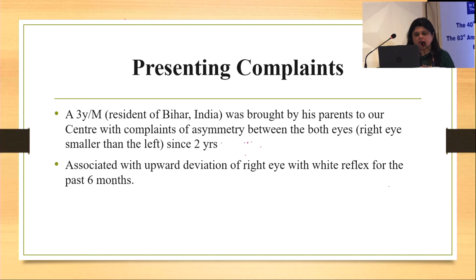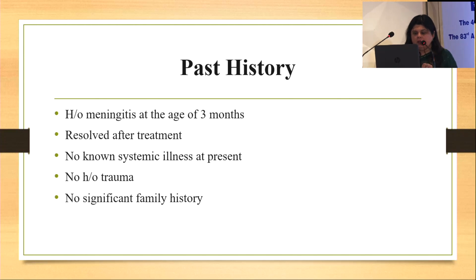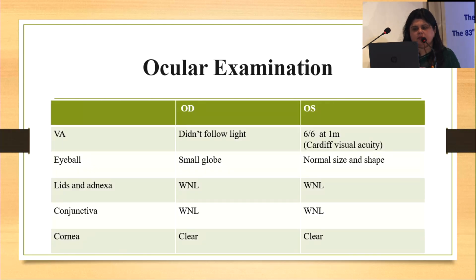This was since 2 years. And for the past 6 months, they had also noticed an upward deviation of the right eye with a whitish reflex in that eye. In the past history, the child had a history of meningitis at the age of 3 months, which resolved after treatment. There was no other known systemic illness at present. There was no history of trauma nor any significant family history.